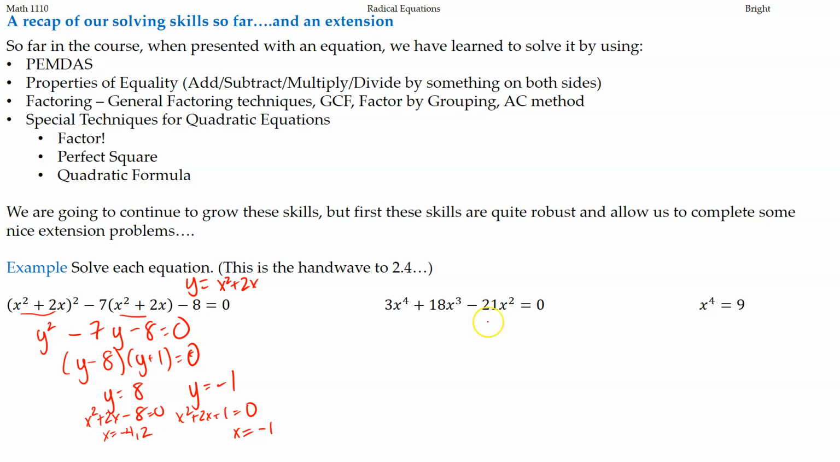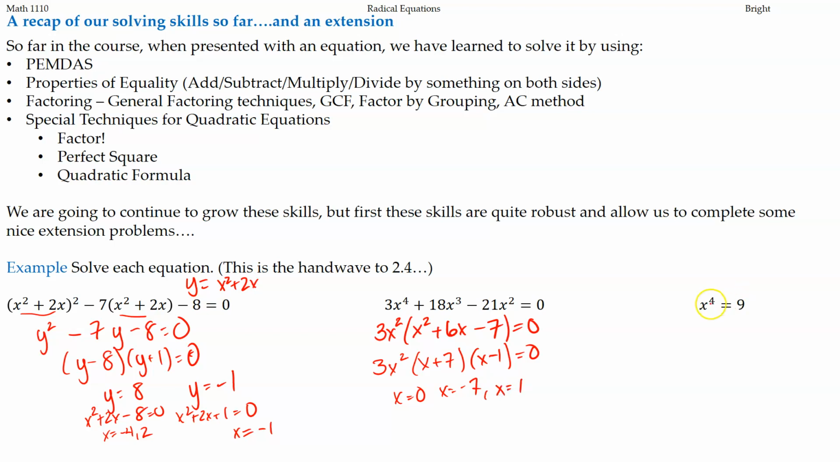For the second one, you'll notice that there's an x squared in common with everything as well as a 3, so I might factor that out. 3x squared, and then I'm left with x squared plus 6x minus 7 is equal to 0. And now this one is just meant to rely on your familiarity with GCD. And then certainly you can factor 3x squared, x plus 7, x minus 1 is equal to 0, and then so we get x is equal to 0, x is equal to minus 7, and x is equal to 1.